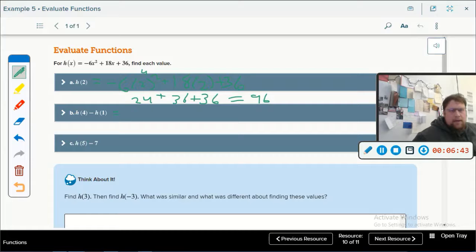That's going to be negative 6 times 4 squared. Now don't forget, 4 squared is not 4 times 2. Some of you out there are going, oh, crap, I would have said that. It's 4 times 4. Remember, the exponent tells you how many times to multiply the base times itself. Plus 18 times 4 plus 36.